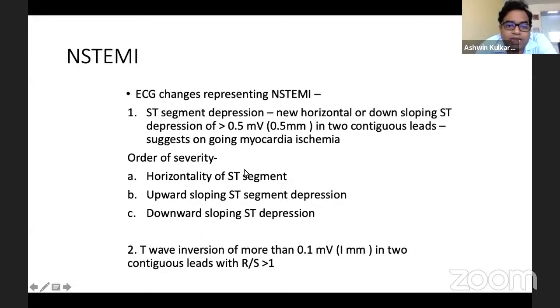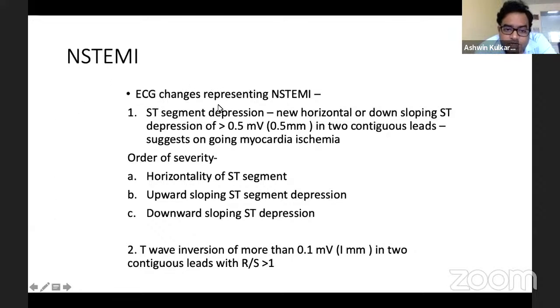So coming to our slide on non-STEMI. In all these slides, we saw the ST segment going up, but in some cases there is no ST elevation, yet the patient has cardiac complaints. So there can be ST segment depression. It can be a new horizontal ST depression or a downsloping ST depression. It could be horizontal, upsloping, or downsloping, which we'll discuss later. And T wave inversions of more than 1 mm in two or more contiguous leads, and an R by S ratio of more than 1.